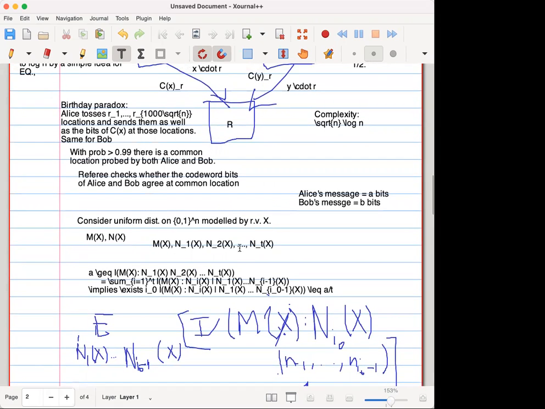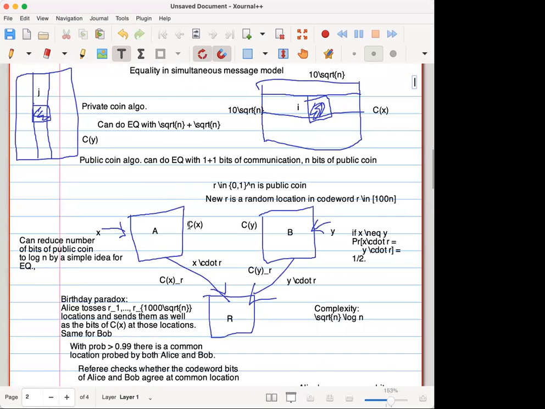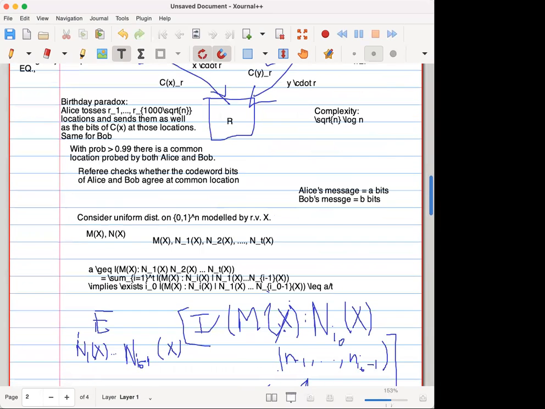Okay. So the idea was that we'll first put a probability distribution on the inputs. So put the uniform distribution on bit strings of length n, and this random variable we'll call x. Now consider the behavior of the private coin protocol when I feed the same x to Alice and Bob. So I choose a random x and feed the same x to Alice and Bob, and then I get some messages. They are random variables that I'll call mx and nx.